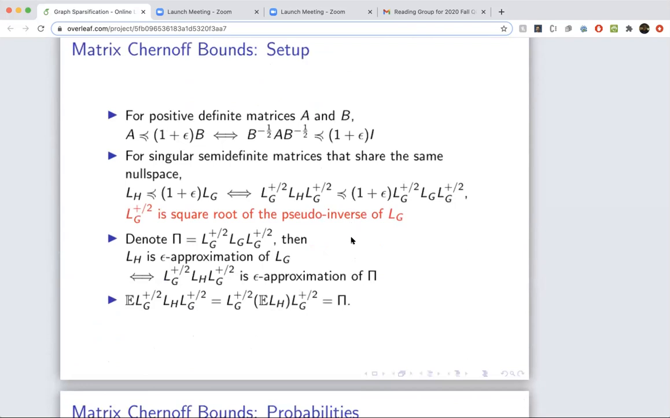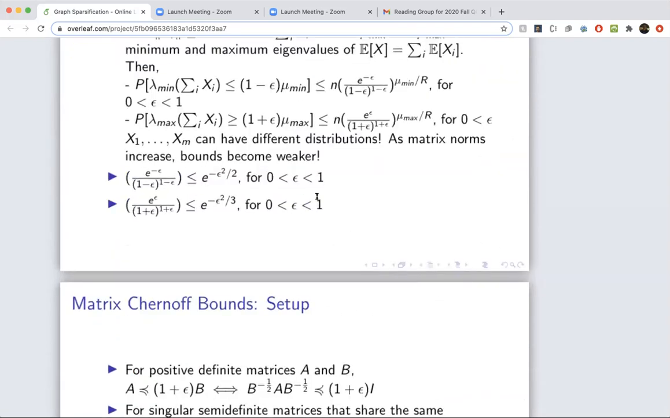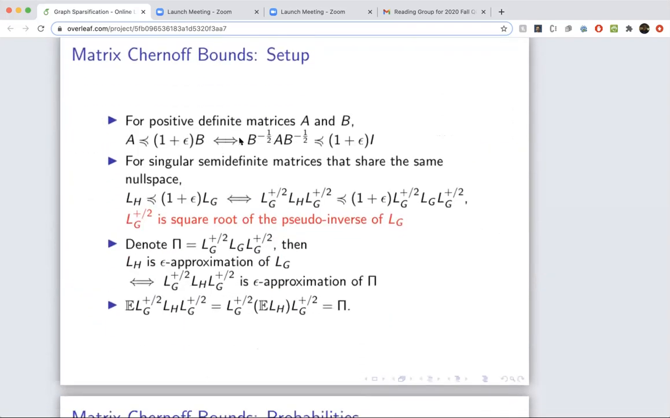talk about how we're going to get to a place where we can use this really complicated relationship. So for positive definite matrices A and B, we know that if and only if A is less than or equal to 1 plus epsilon times B, then this relationship also holds. So B to the power of negative 1/2, the inverse of B and you take the square root of it, times A times B to the power of negative 1/2 is going to be less than or equal to 1 plus epsilon times the identity matrix.